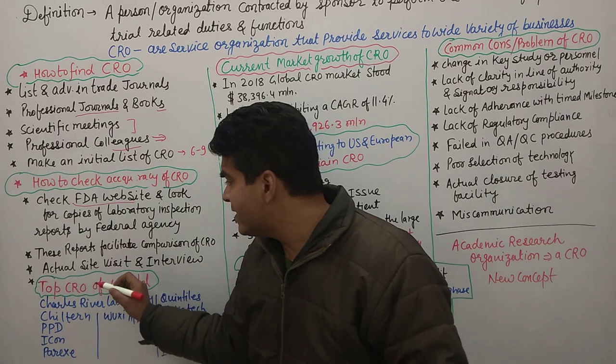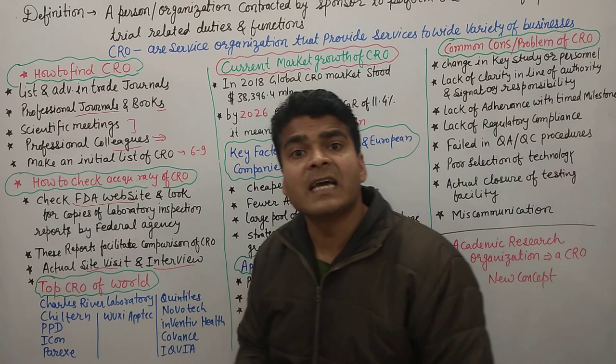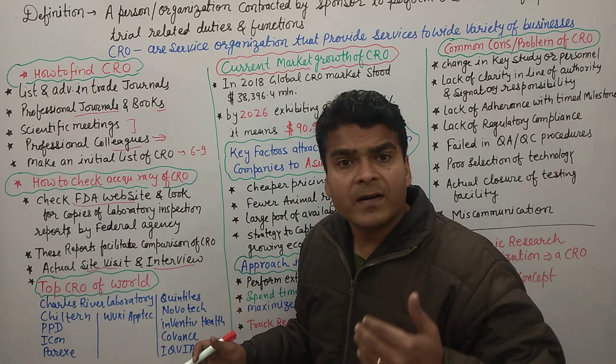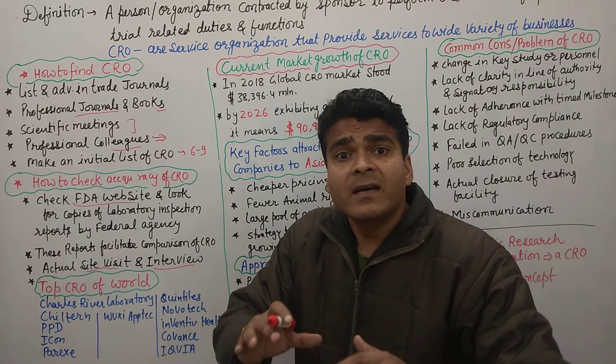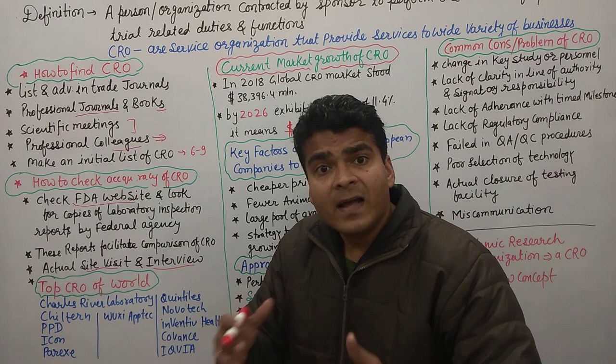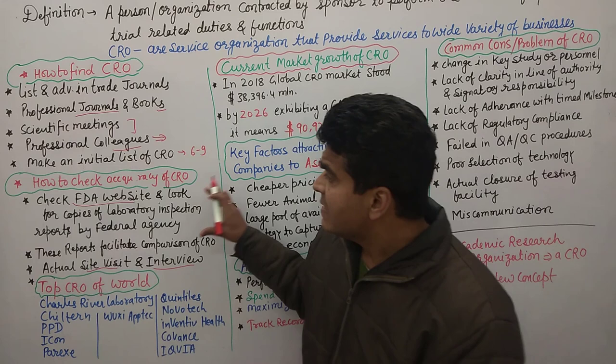Then the further one is an actual site visit and interview with the CRO professionals and the CRO CEO. Okay, so this is one of the most important criteria. If an actual visit is made, then the company can know how the CRO is doing their work, what facilities they have, and whether they are reporting accurate data or not. So these are some points where we can check the accuracy of the CRO.